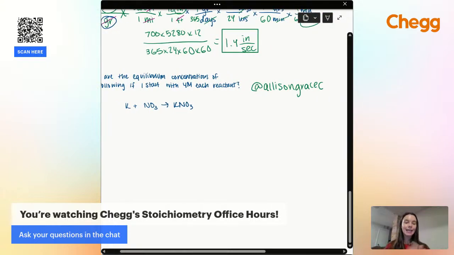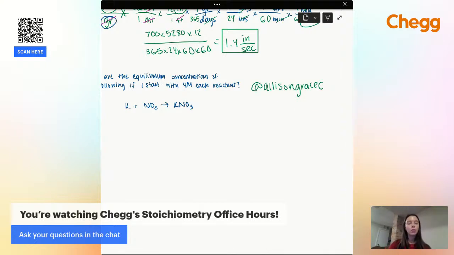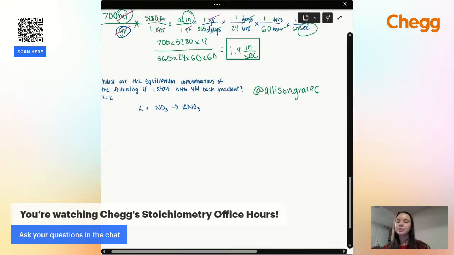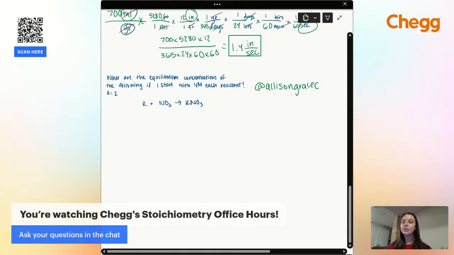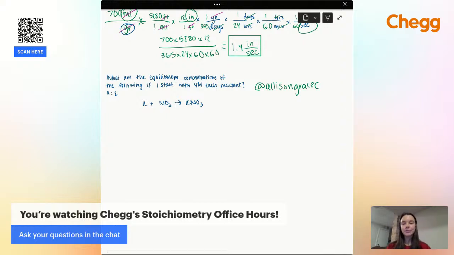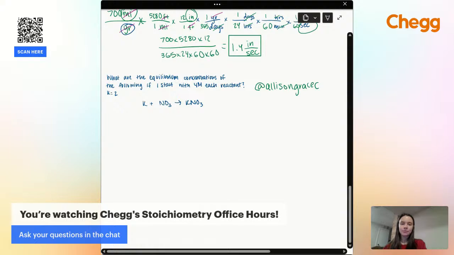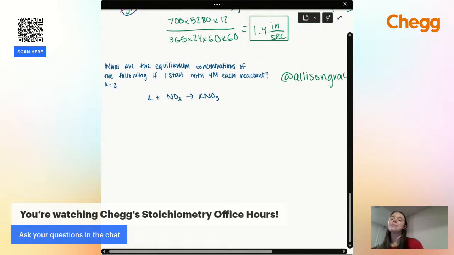Again, 30 seconds, anything you know about this problem. It's a little bit more confusing, probably the most difficult one we've done today, but I wanted to save the most difficult for last. So anything you know about the equilibrium concentration of the following, let me know. About 10 more seconds, guys. Start typing in the chat anything you're thinking. All right, 3, 2, 1.